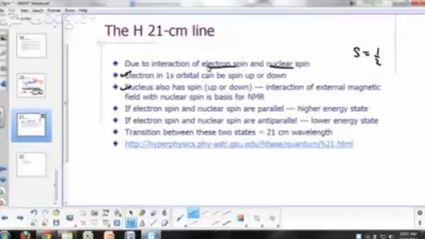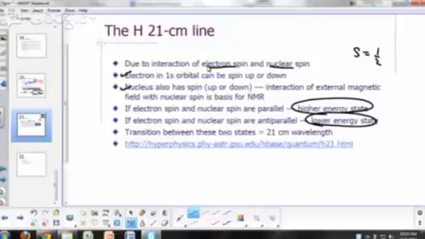So if your electron spin and your nuclear spin are parallel, it turns out you get a higher energy state. That adds to your potential energy. But if your electron spin and your nuclear spin are anti-parallel, that gives you a lower energy. So that's the splitting of the 1s level of your hydrogen atom.